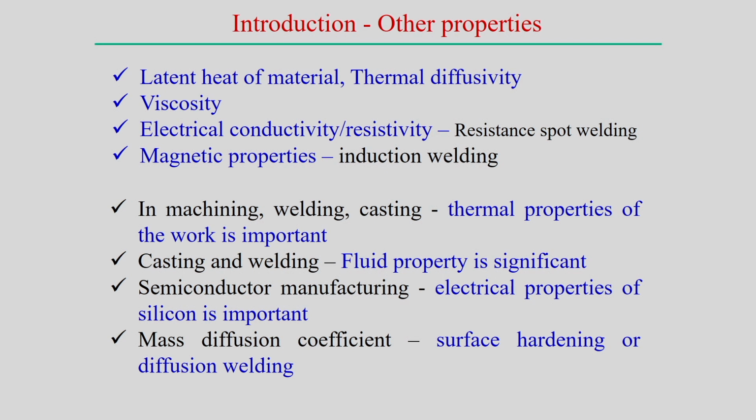Apart from that, in machining, welding and casting in general, the thermal properties of the workpiece are a very important parameter. In the casting and welding processes, there is material flow and solidification as well. So once material flow is there, you need some idea of the fluid properties associated with the flow of the material in casting and welding processes. Apart from that, in semiconductor manufacturing, the electrical properties of silicon are an important parameter in this particular manufacturing process.